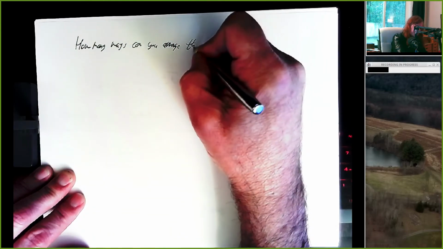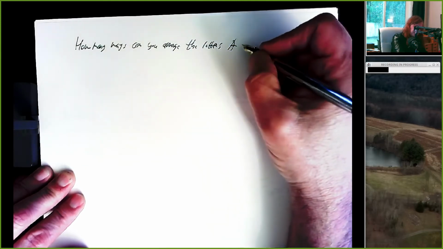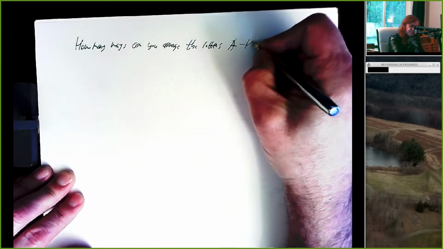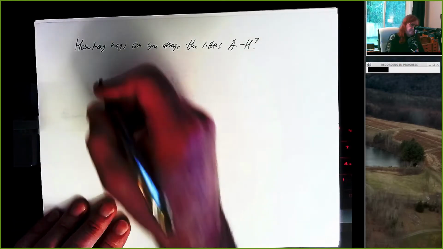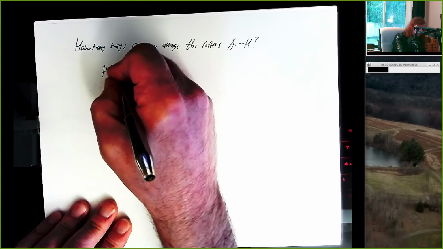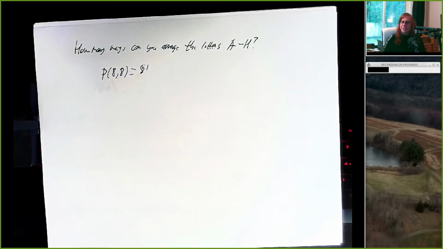How many ways can you arrange the letters A through H? So forget whether they're actually words or not, just arranging those 8 letters? 8 factorial. Yep, it's just the number of 8-permutations of 8 objects.